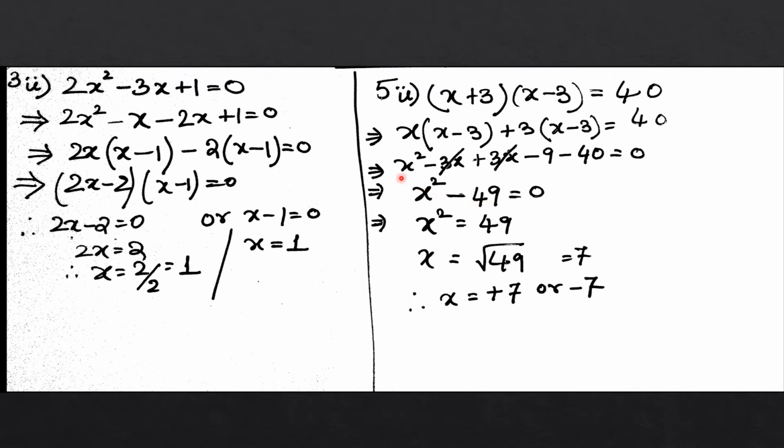So x square is equal to 49, and hence we can say that x, since we have a square root, can be either positive or negative, because we know when negative gets multiplied by negative, the answer is positive. So here also x can be either plus or minus. So your answer will be x equal to plus 7 or minus 7.